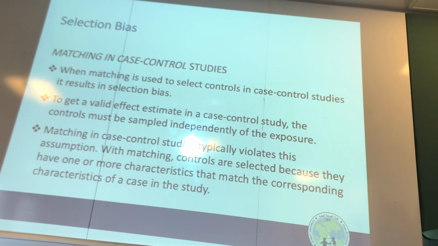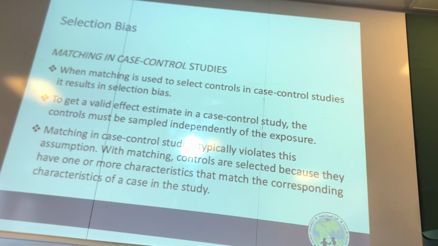Now, to get a good case control study, which is, by the way, tomorrow we are going to talk about cohort, right? Anyway. In a case control study, the selection of my cases and controls should be independent. There is no factor that influences my choice, okay, so the relationship turns out valid. Matching case control typically violates this assumption. When I match a case and control on a certain factor, I'm causing selection bias.